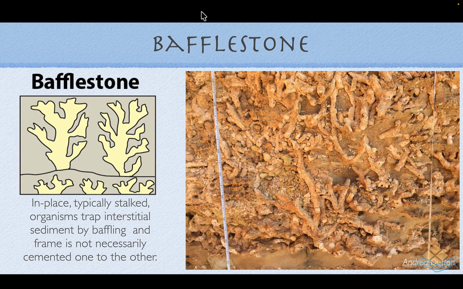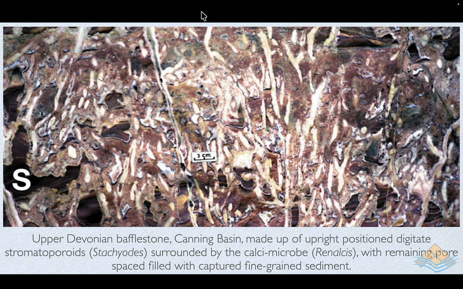Then we have bafflestone. Here we typically have stalked in-place organisms trapping and binding sediment interstitially. So the frame's not necessarily cemented. The frame may not be cemented one to the other. It's the baffling effect that's capturing sediment in between those upward growing stalks and fronds. Here's an example of an Upper Devonian bafflestone in the Canning Basin, where we've got Stachyodes stromatoporoids surrounded by Renalcis, a calcimicrobe, which we'll talk about in detail in the next module, with the remaining pore space capturing fine-grained micritic sediment. So here we've got fine-grained sediment accumulating in what was a relatively high-energy condition on the seafloor, where the baffling was done by Stachyodes twig-like stromatoporoids.